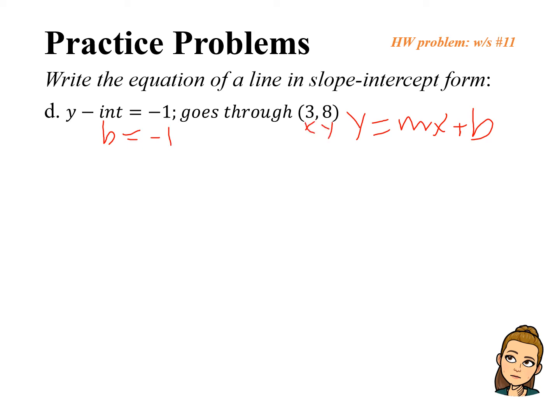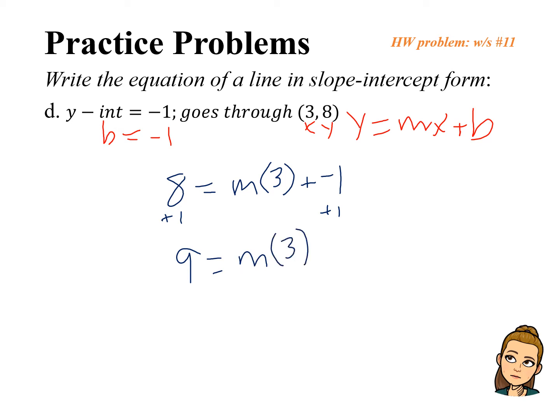So again, this is kind of like solving a puzzle. I'm given 3 of my 4 pieces, and I need to figure out how I can find the missing one. So y equals mx plus b, well, that's going to turn into 8 equals m is my unknown piece times my x value plus my y-intercept of -1. Now, using my equation solving skills, I know that I'm going to add 1 to both sides to get rid of it. And I have 9 equals m times 3, or 3m. To get m all by itself, I need to divide both sides by 3. So I find out that the slope is 3.